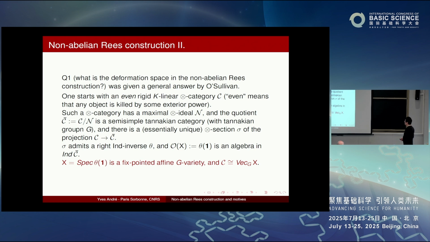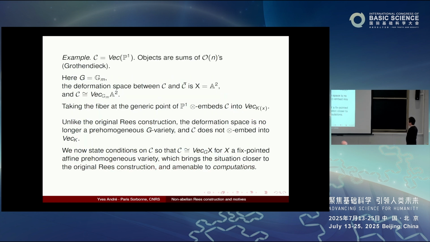So an example, a very simple example: the category C of vector bundles over the projective line. By a famous theorem of Grothendieck, the objects are just the sums of the O of n's, line bundles. In this case, the group G is G_m.